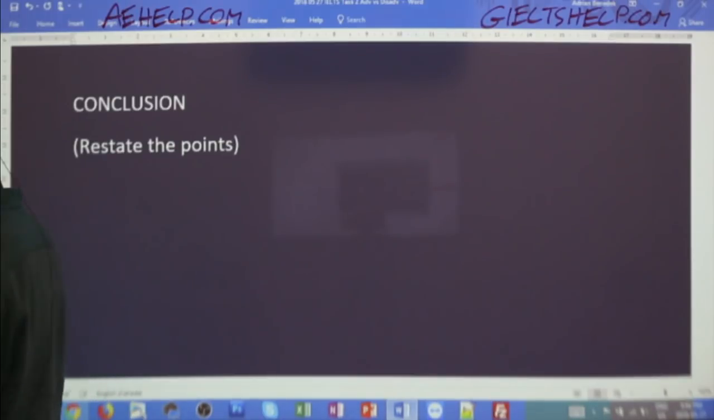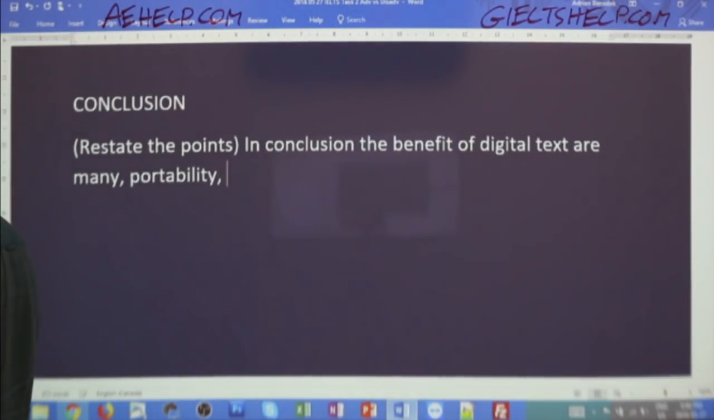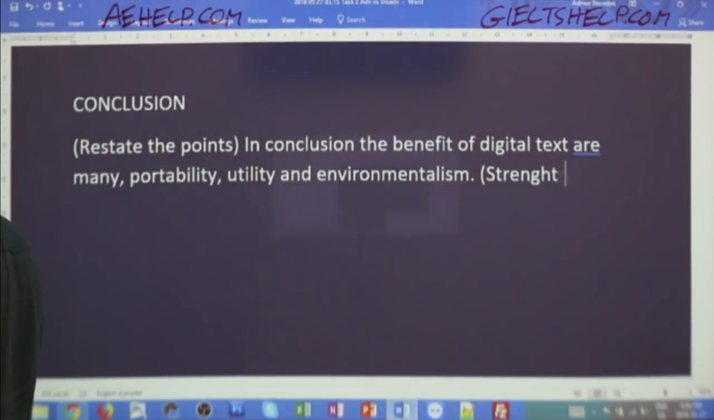So here, in conclusion, the benefits of digital text are many. Portability, accessibility, or utility is maybe a better word, and environmentalism. And then here, strengthen your argument.